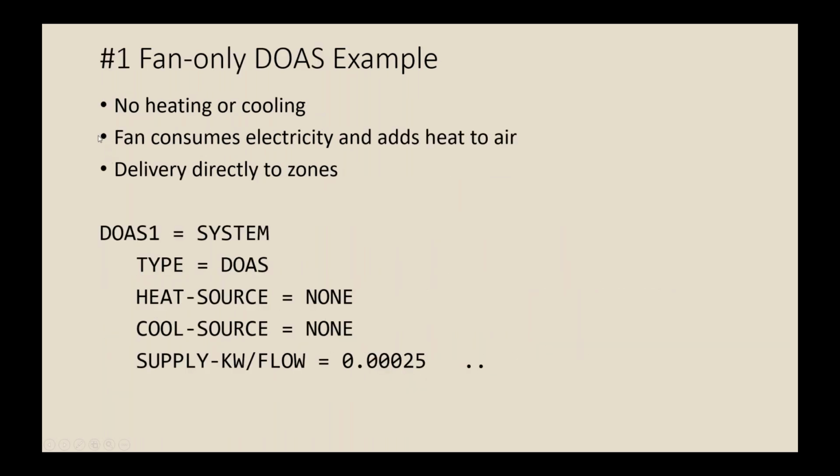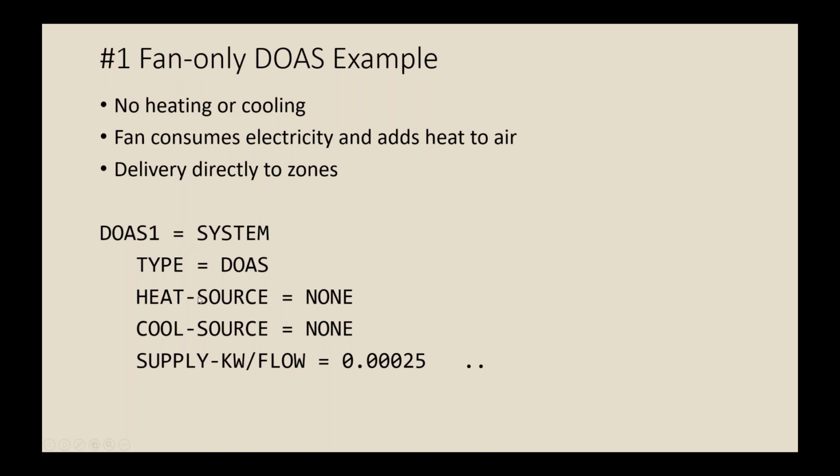Okay, so number 1, the fan only example. Again, there's no heating or cooling. So you have some fan energy consumption, and the motor and the fan itself add a certain amount of heat to the air. For the model that I'm testing this with, I'm delivering the air directly to the zones, so it's a fairly simple input for this case. I define a DOAS system.